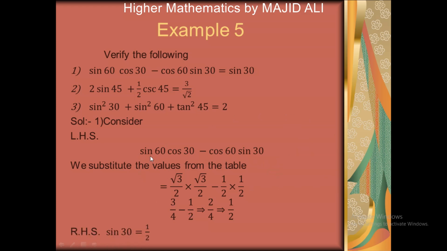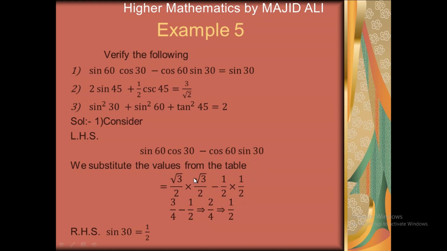The value of sin 60 is square root 3 over 2 and the cos 30 is square root 3 over 2, same. The value of cos 60 is 1 over 2. The value of sin 30 is 1 over 2, because both angles are complement to each other.